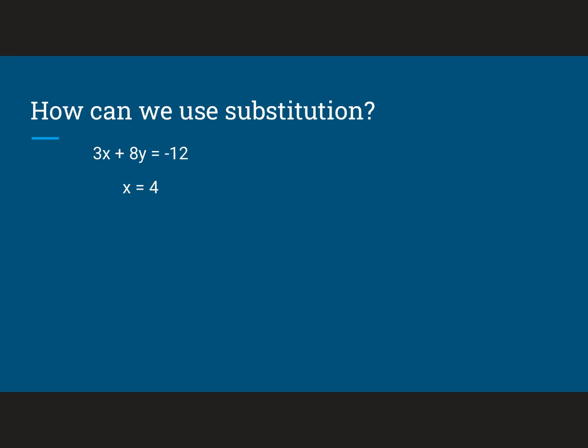Okay, so how do we use substitution? Here I have a system of equations. I have 3x plus 8y equals negative 12, and I have x equals 4. Well, right now I know x equals 4. If x equals 4, then I can take that and put that in here in place of where my x is. So I'm going to rewrite this as 3 times 4 plus 8y equals negative 12. Now it's a matter of solving it.